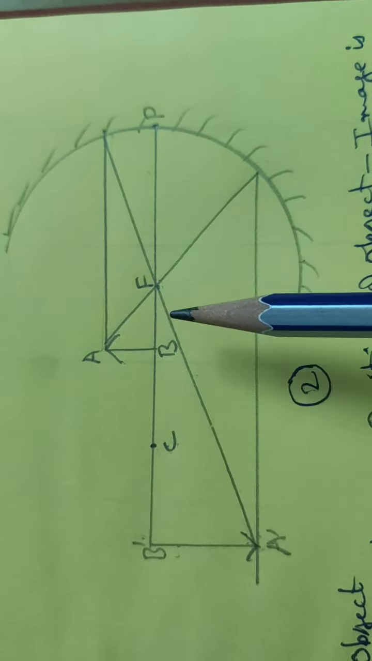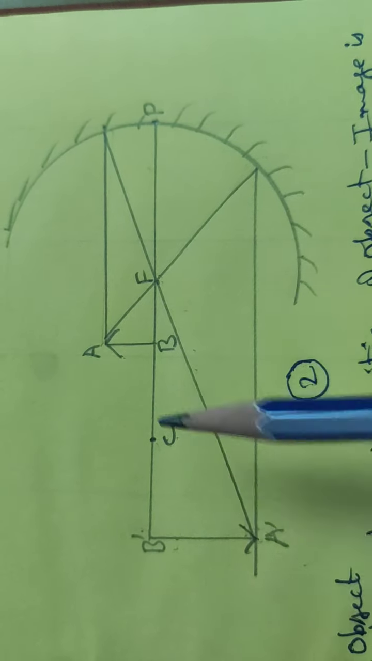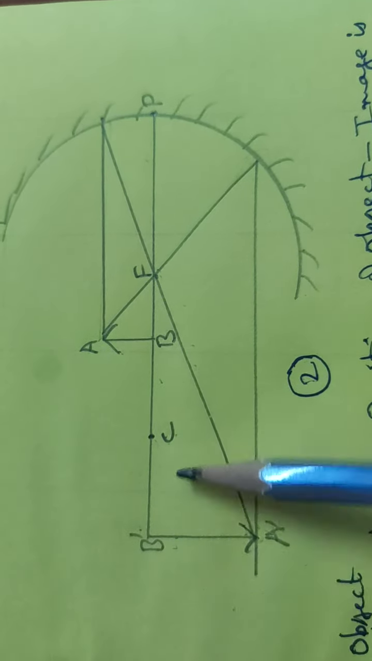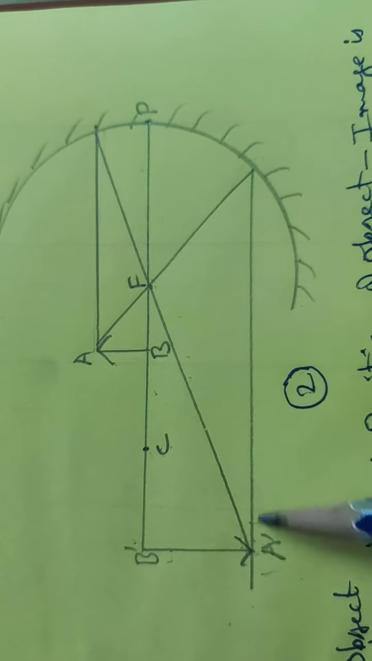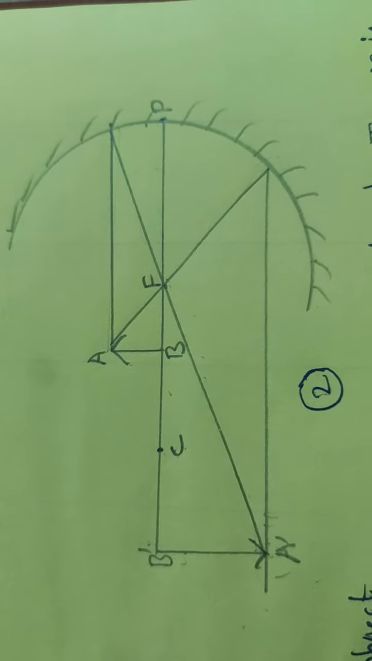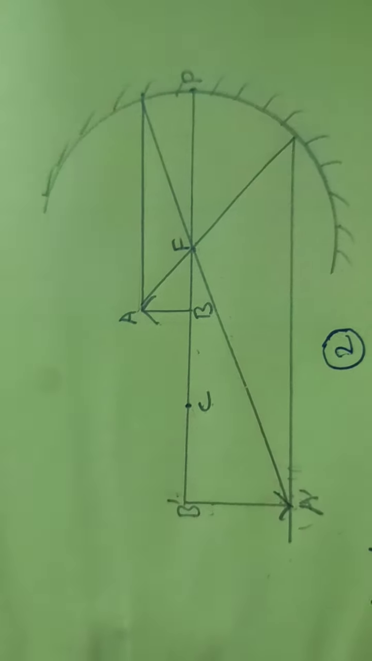At that time, the image that will be formed will be beyond the center of curvature, it will be enlarged, and it will be inverted. So these three conditions will be prevailing. Now let's come to the third position.